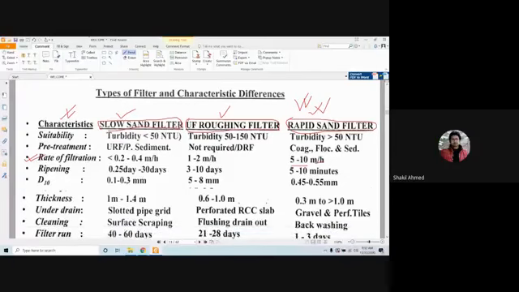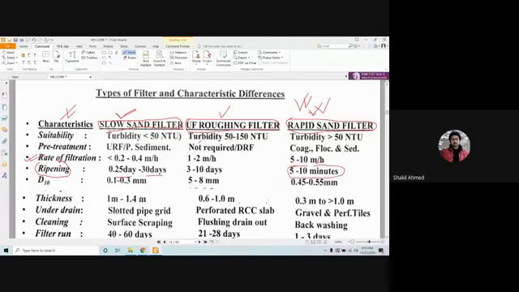And slow sand filter forms what? Biological film, and that biological film takes some time to form. That's called ripening time, the formation of the biological film, and that is 0.25 day to 30 days. But in rapid sand filter, we use chemical, right? So how much time does it take to form the chemical layer? Only 5 to 10 minutes, because this is chemical, and that's why this is faster.